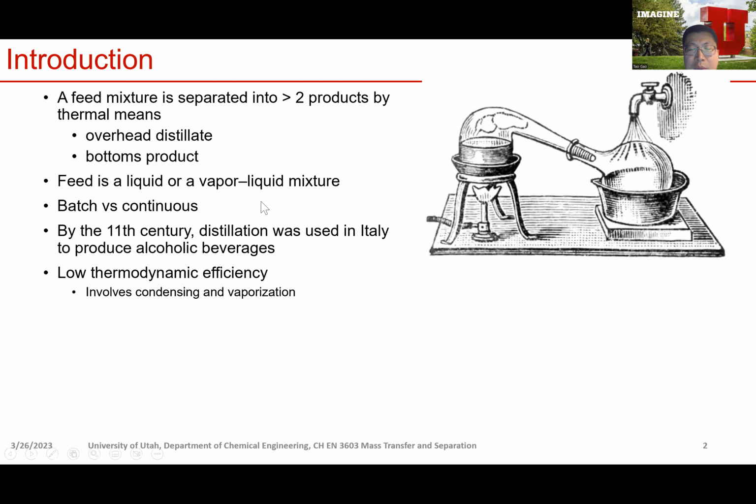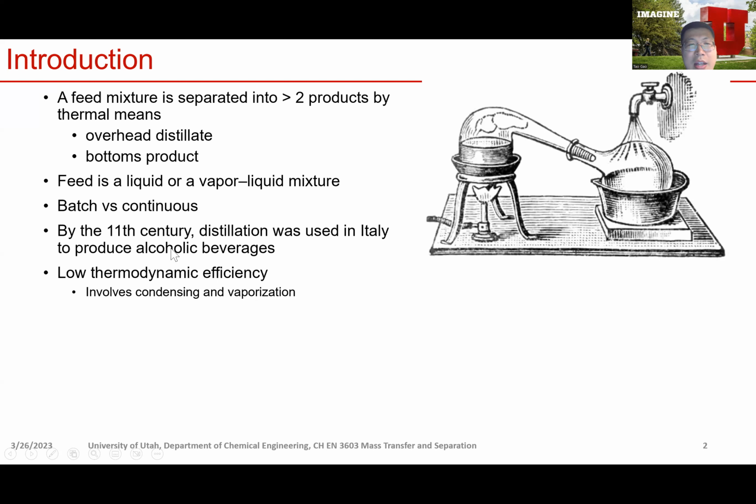By the 11th century, distillation was used in Italy to produce alcoholic beverages, right? So in fact, today, if you wanted to, you can brew a beer at home by fermenting barley, right? But if you were to produce liquor with high content of alcohol, then you need to do a distillation process.